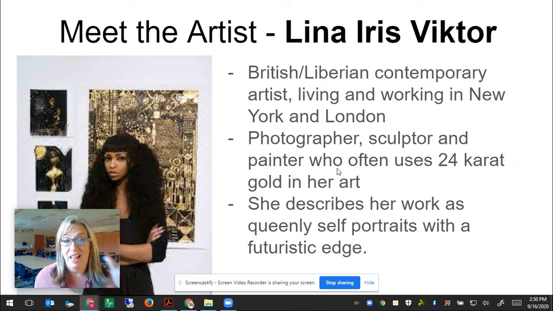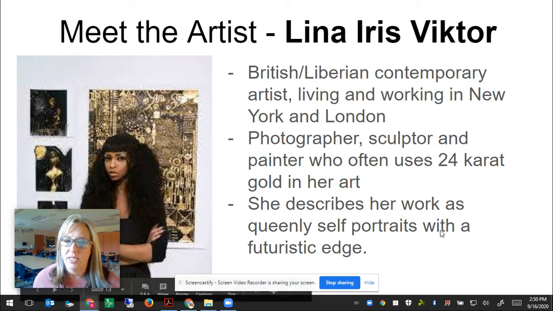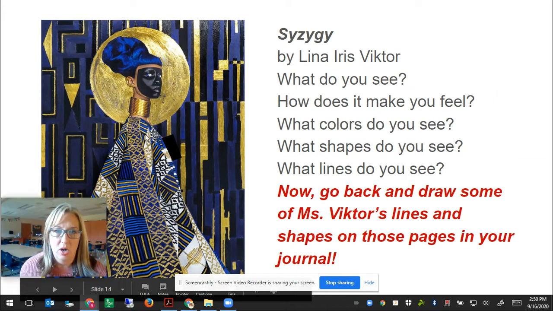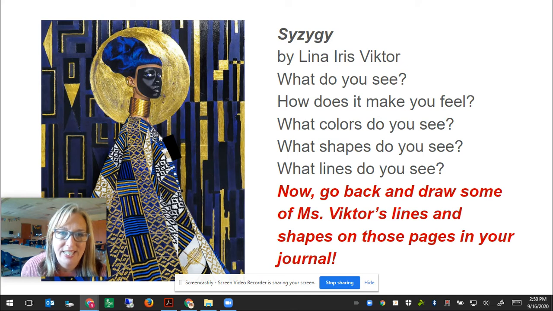She makes art lots of different ways. She's a photographer and a sculptor and a painter, and she also uses gold in her art. Maybe next week we'll compare and contrast Lena Viktor and Gustav Klimt. She describes her work as queenly self-portraits with a futuristic edge. And this is one of her pieces of work. Now, interestingly enough, this right here is a painting, and this is a photograph of Lena herself with a really super fabulous blue wig standing in front of one of her paintings.